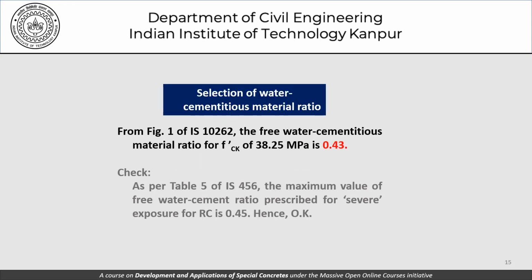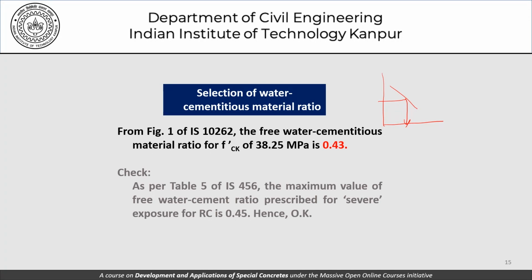Then the next step here is to find out the water-cementitious material ratio. So see, we are not trying to determine the water first, we are trying to determine the water-cementitious material ratio. And if some data or some guideline is available to us for a given strength, how much is the water-cement ratio or the water-cementitious material ratio that we need, then it's a very straightforward exercise.